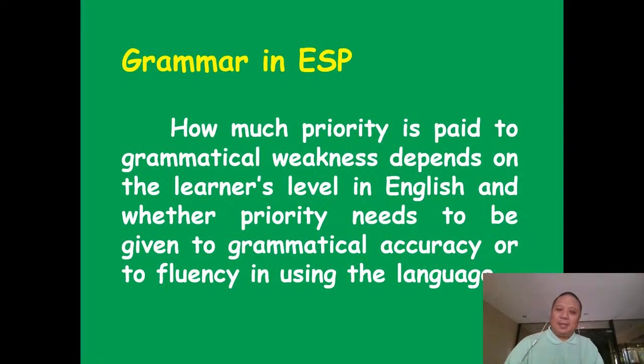Okay, when it comes to grammar, how much priority is paid to grammatical weakness depends on the learner's level in English and whether priority needs to be given to grammatical accuracy or to fluency in the language. Class, there's always two important issues in language: accuracy and fluency. So when it comes to grammar, the idea there is how accurate are you in the grammar and how accurate do you need to be? Like when you're a bus driver, how accurate should you be?